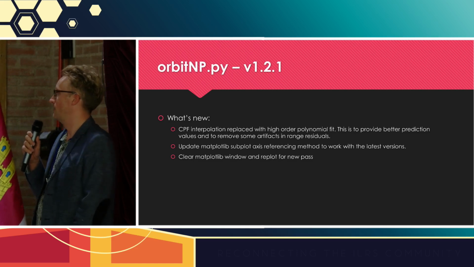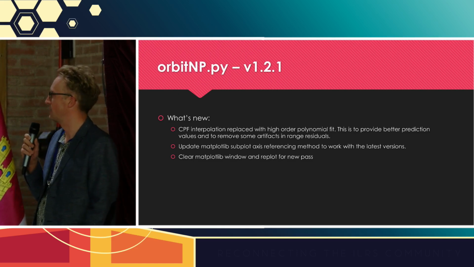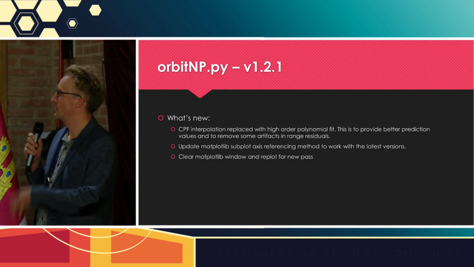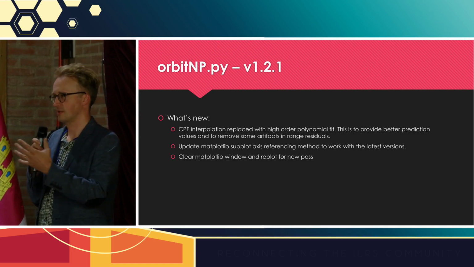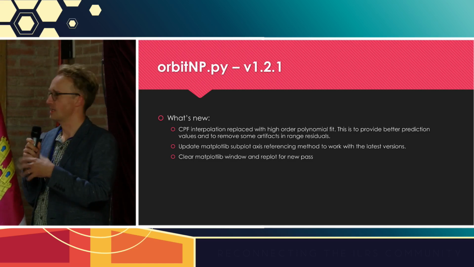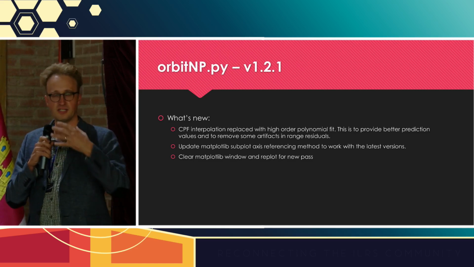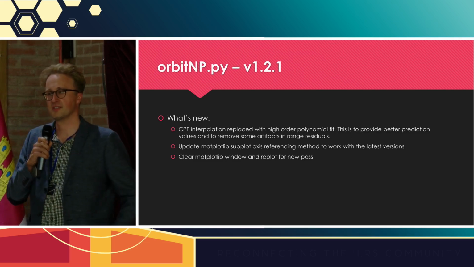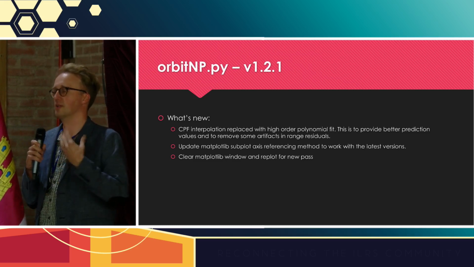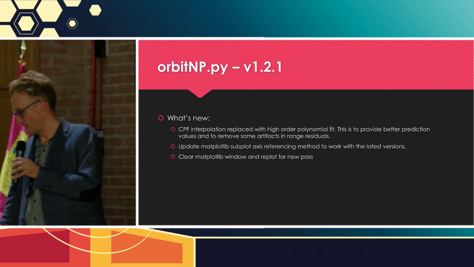The matplotlib subplot needed recoding because the latest versions of the software no longer allow the way that it was being done. And then finally, I changed the way that we plot the final plot, in that I just clear the current matplotlib window and replot for a new pass. And this dramatically increased the speed with which you can cycle through different passes in a CRD file, because you're not reloading matplotlib every single time, so you can plot much quicker. So that was the final update.